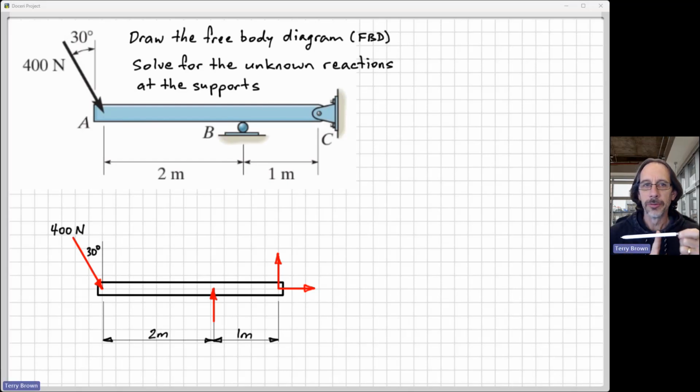It's free, so if you're looking at me in the little picture in the right-hand side, hopefully you can see this well enough that I'm demonstrating there with my pencil. So it's free to move horizontally, so therefore there's no horizontal reaction force there. And it's also free to rotate about that point, so there's no moment reaction. Okay, so that's how we go about determining what reactions we put at the supports.